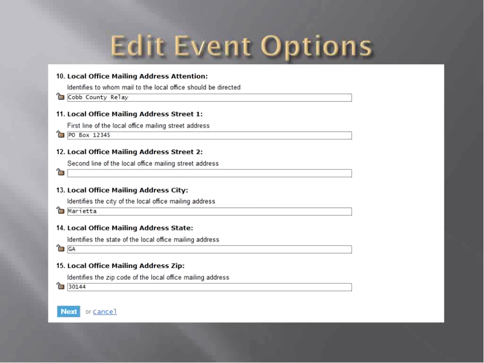The last section in the location information is the local office mailing information. This information shows up on the offline donation form that is linked to every participant's personal page. This information is critical to ensure that all offline donations get sent to the right person in the right office so they get credited to the right event.